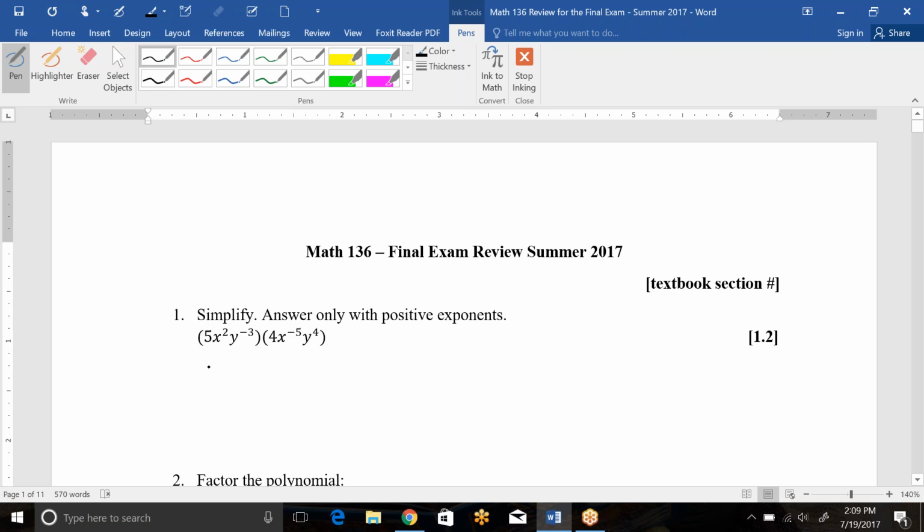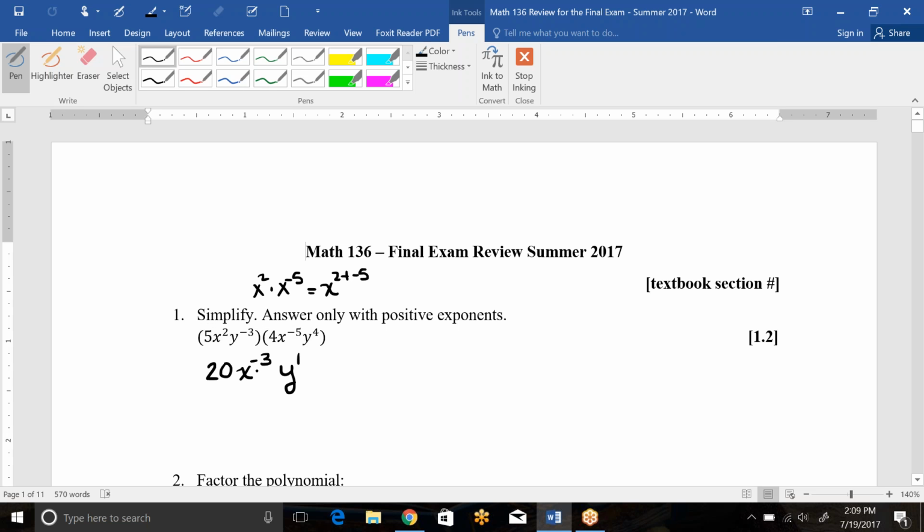So 5 times 4 would be 20. When you multiply x times another x, you add their exponents. So 2 plus negative 5 would be x to the negative 3. And then negative 3 plus 4, since these are both base y when we multiply, would be positive 1. I didn't show all the steps for that, but we're multiplying the x's together. Remember, that is the addition of the exponents.